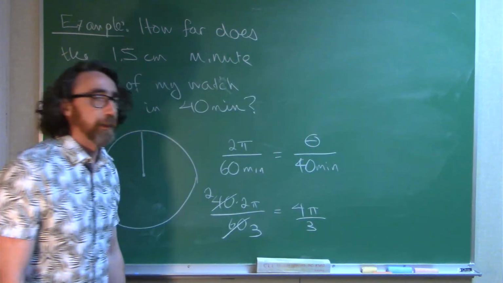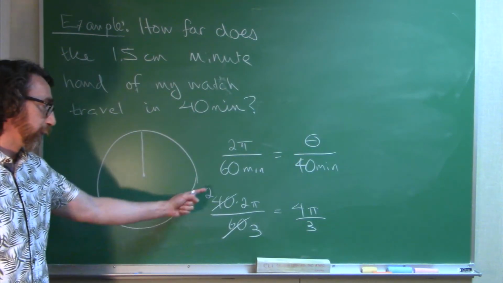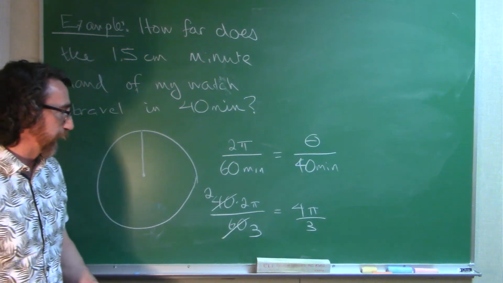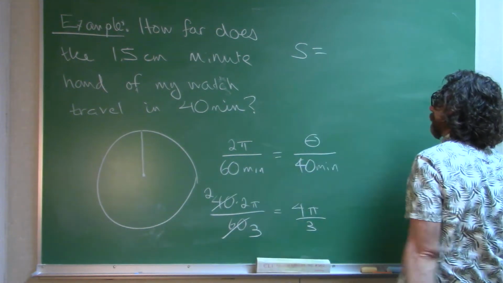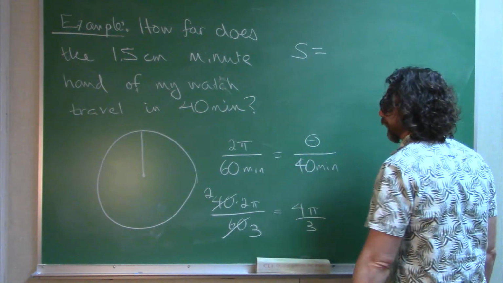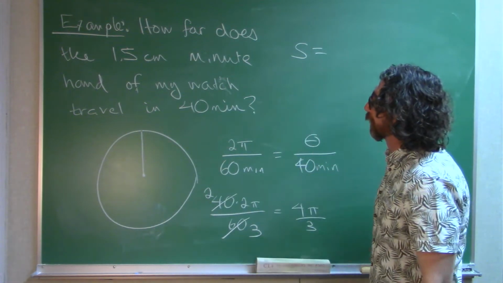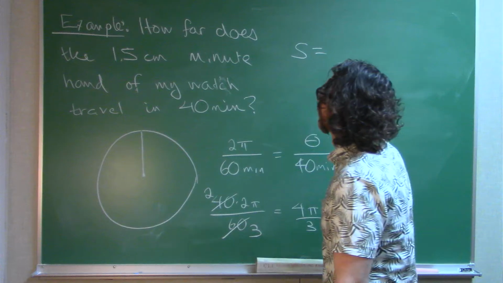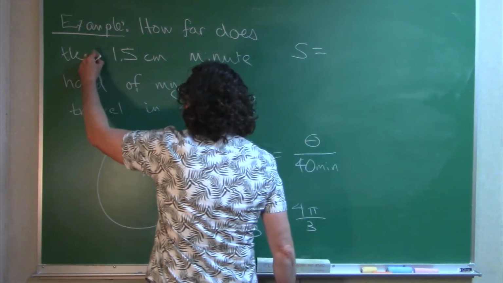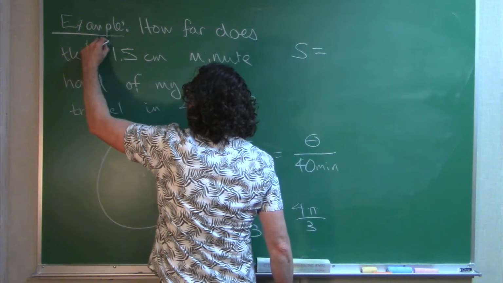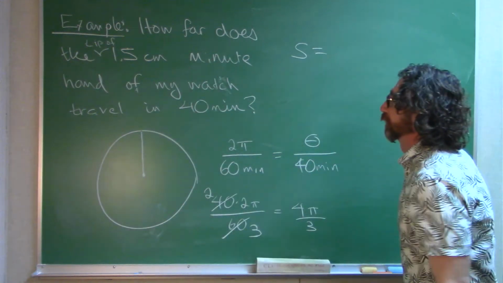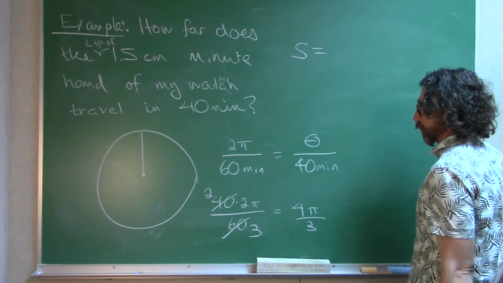So 4 pi over 3. That's my angle, theta, in radians. So the distance, s, traveled by the tip of the minute hand, and I guess maybe I should put that in here. How far does the tip of the 1.5 centimeter minute hand travel in 40 minutes?